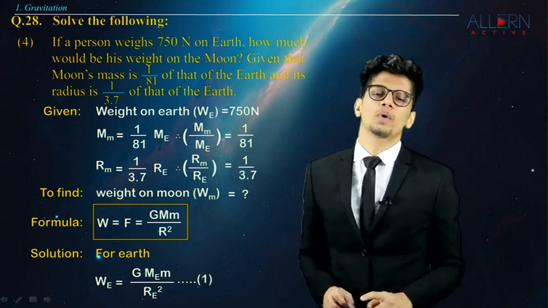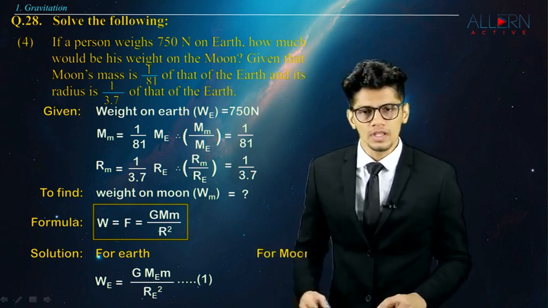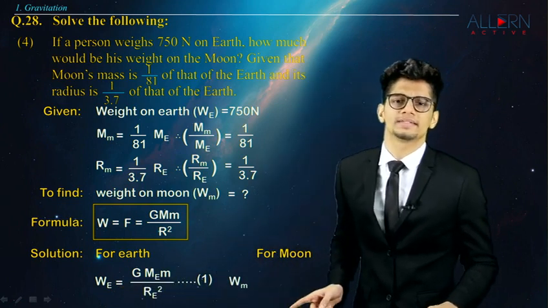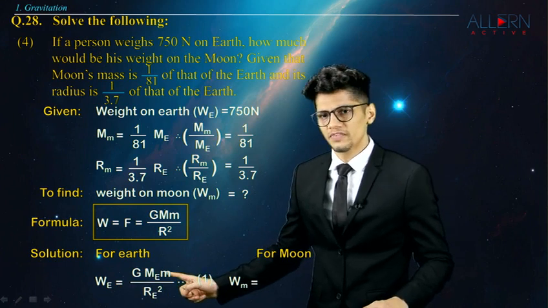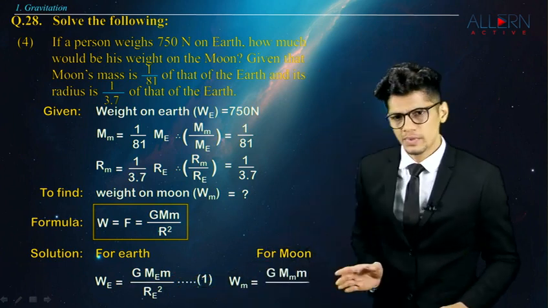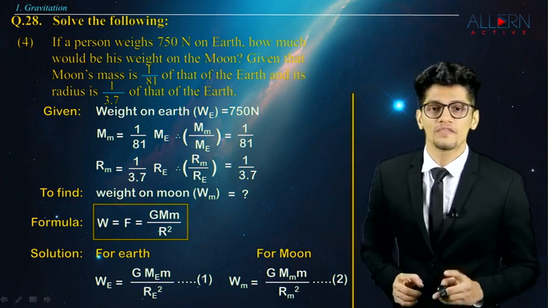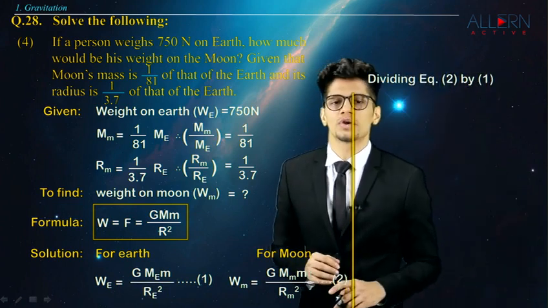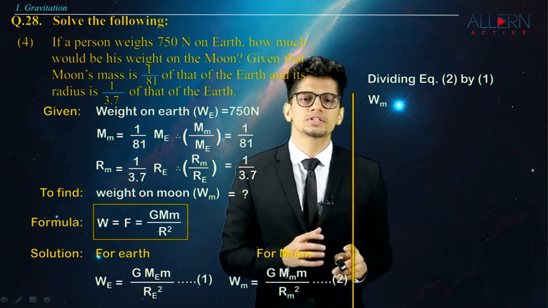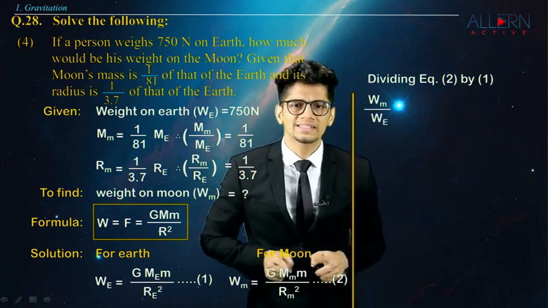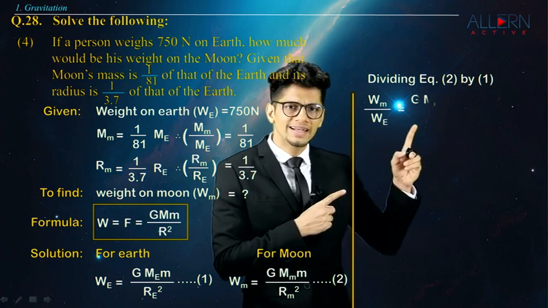Now we have to make one for the Moon. To make one for the Moon, instead of W_E we write W_m, and in place of E, we just need to substitute m. So we get this formula for the Moon. This is equation number 2. Now we have to divide these two equations. So when we divide these two equations, we have W_m upon W_E is equal to this entire term.